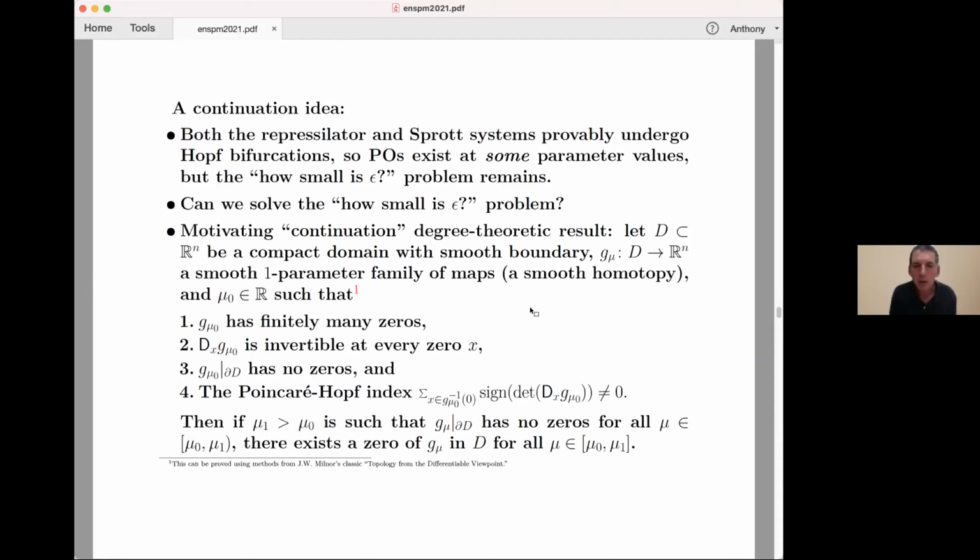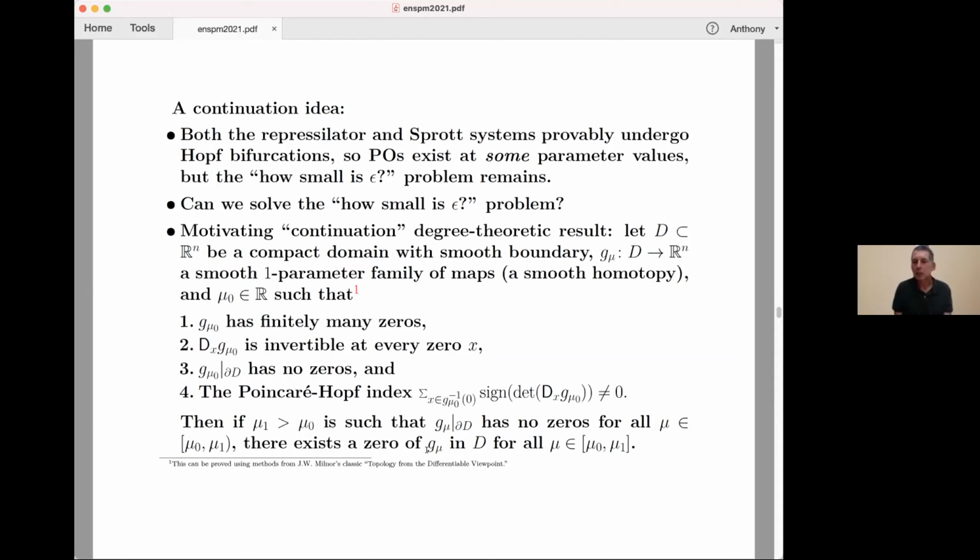Let's suppose D is a compact domain in R^n. I have a smooth one parameter family of maps G_mu such that G_mu0 has finitely many zeros, the derivative is invertible, and G restricted to the boundary has no zeros. If you look at the Poincare-Hopf index, which is basically the signs of the determinant of DG, then there exists mu1 greater than mu0 such that G_mu has no zeros on the boundary, and there exists a zero of G_mu for all mu in [mu0, mu1].